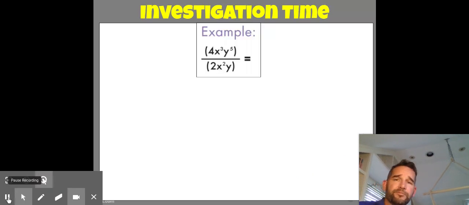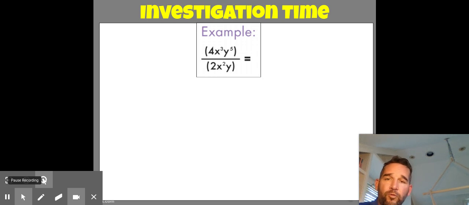Okay, I want to explore two more examples. These ones have a little bit more algebra in them. So this first one says 4x to the third, y to the fifth, and you're dividing that by 2x squared y. Now remember, that's a y to the first. But notice here we have a couple of different bases, and we also have coefficients. So I want to show you how you deal with that.